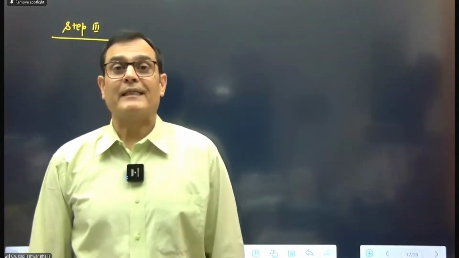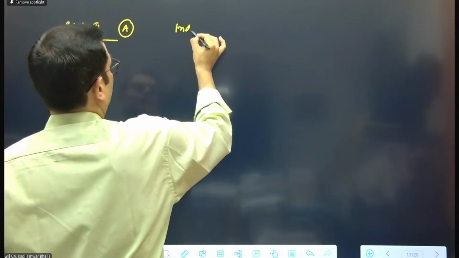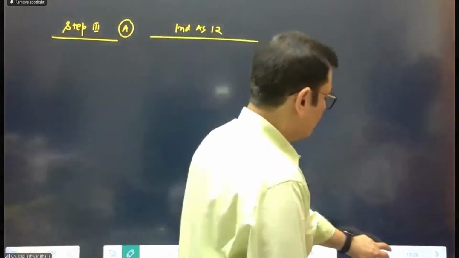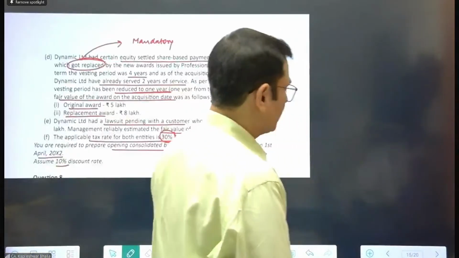Applying Ind AS 12, that is step number 3A, and then step number 3B, getting the list of the net assets, correct? Yes, sir. Getting the list of net assets. We consider the application of Ind AS 12 before we make the list of the net assets. Now, look at the question and identify which items are to be considered in step number 3A.